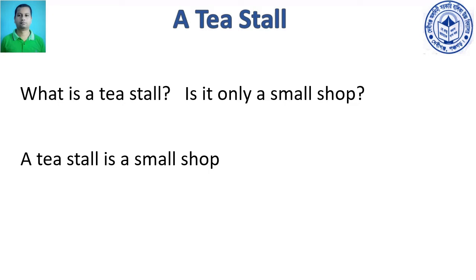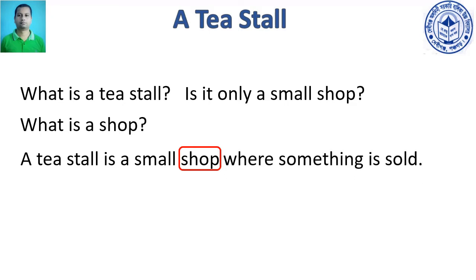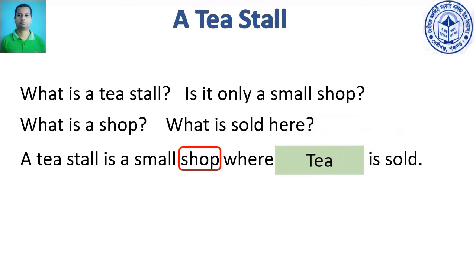So, what is a tea stall? Stress on the word shop. Think, what is a shop? You can simply answer like that: where something is sold. A tea stall is a small shop where something is sold. What is something? What is sold here? It is a tea stall. What is sold here? Tea. So we can write, a tea stall is a small shop where tea is sold.